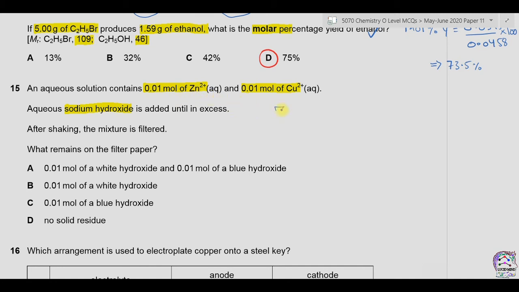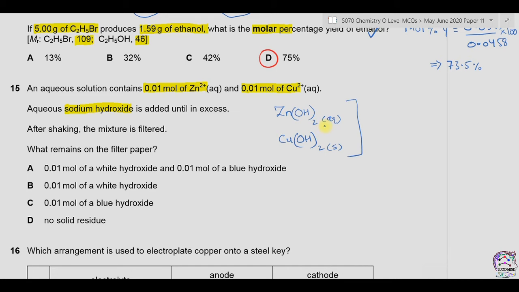When zinc plus 2 reacts with sodium hydroxide, it forms zinc hydroxide, and this precipitate is soluble in excess of sodium hydroxide. Similarly, when copper plus 2 is reacted with sodium hydroxide, a blue precipitate of copper hydroxide is formed, and it is insoluble in excess, so it is in solid form. Now in the solution we have both zinc hydroxide aqueous and copper hydroxide solid. After filtration, the solid is left behind on the filter paper and zinc hydroxide goes through the filter paper.